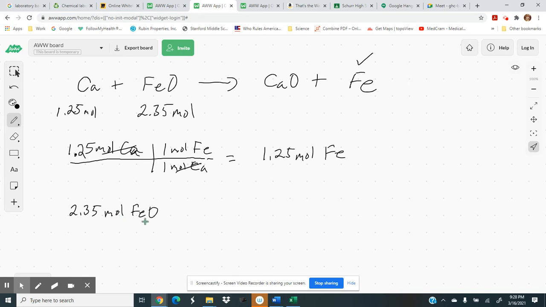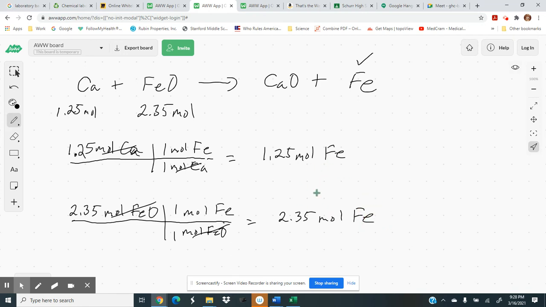We're going to do the same thing for the iron oxide. 2.35 moles of iron oxide. How many moles of iron would that create if all of that reacted? And so once again, we go ahead and put moles of FeO on the bottom because we want to cancel it out. Moles of Fe on top. Don't get confused just because they both have Fe in them. They're different substances. Right? So coefficients of each of these is 1. So 2.35 times 1 divided by 1 is 2.35. Moles of FeO cancel, leaving me with moles of Fe.